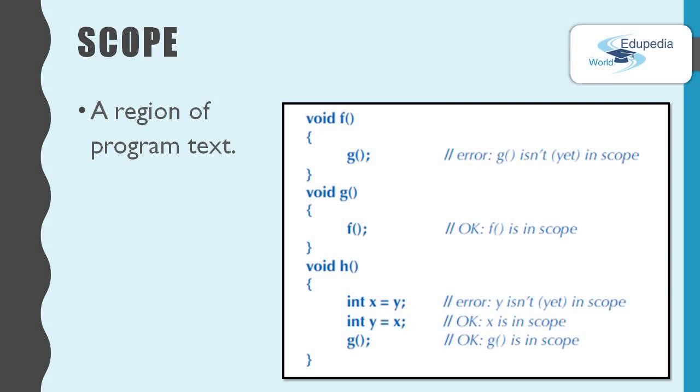Now the names in a scope can be seen from within scopes nested within it. For example, assume that we call the function f. The call of the function f is within the scope of function g, which is nested in the global scope. The global scope is the scope that's not nested in any other.